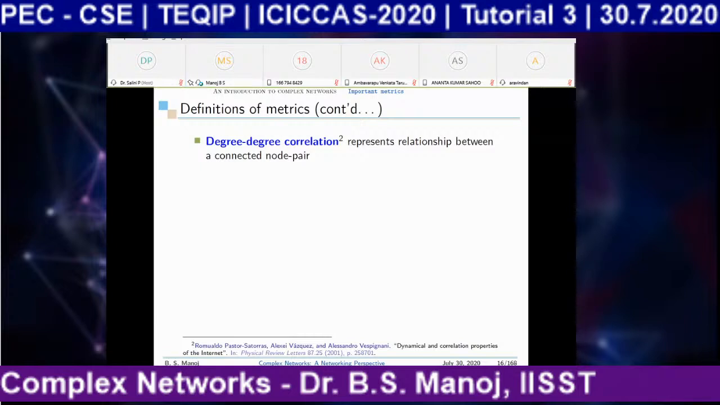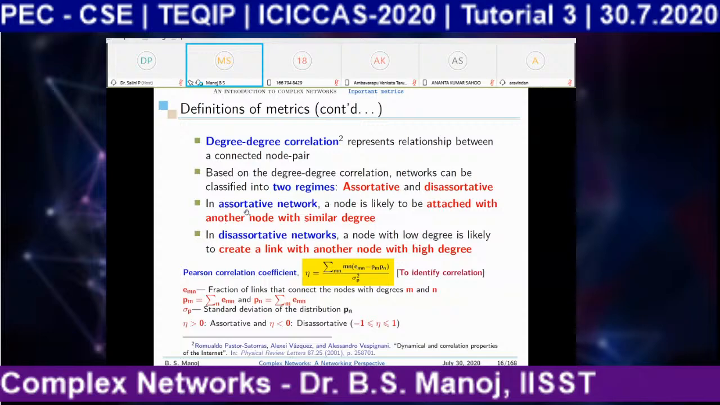Between the connected node pairs, we have two categories, assortative and disassortative. In an assortative network, a node is likely to be attached to another node with a similar degree. For example, nodes with high degree are likely to be connected to higher degree nodes.